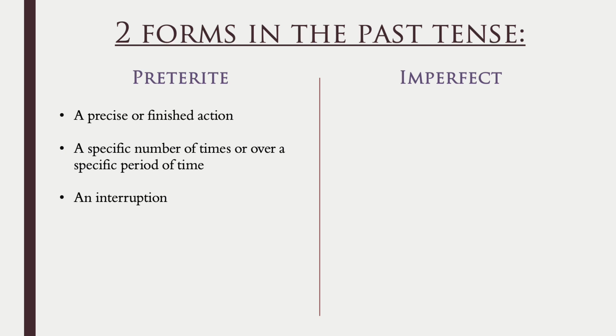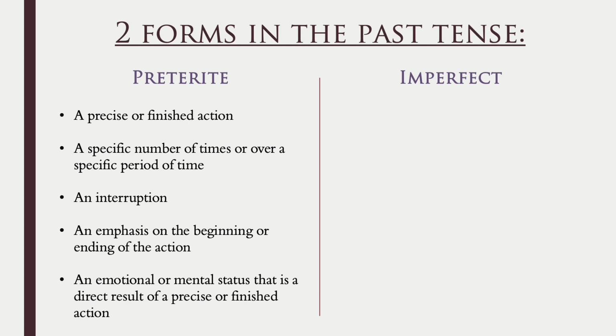Preterite would also be an interruption. We've talked about that. So if something's going on and then suddenly something happens, that interruption that suddenly happens is going to be your preterite. You're also going to use preterite if there's an emphasis on the beginning or the ending. So if it's something that's beginning or something that you're finishing up, that's what the verb is focused on. That's going to be your preterite tense.